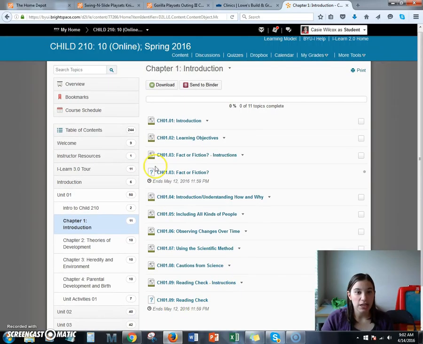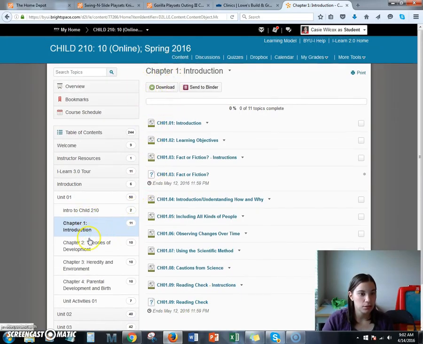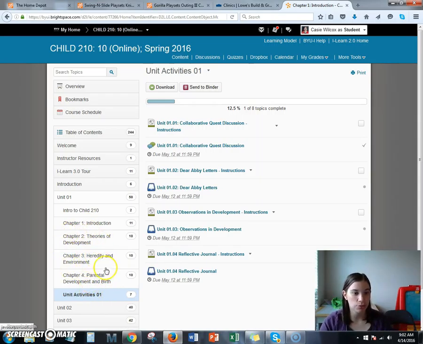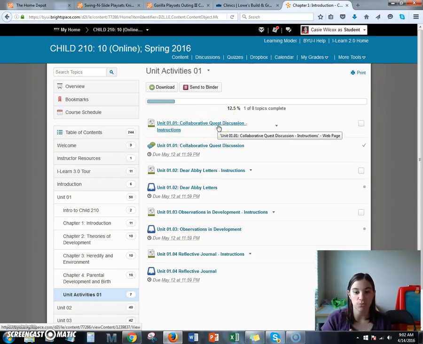Then you'll take the reading check. Then I want to go to the assignment. So there's 3 more chapters in this unit to go through. Now the assignments, there's a collaborative quest, which is a discussion board, every unit.